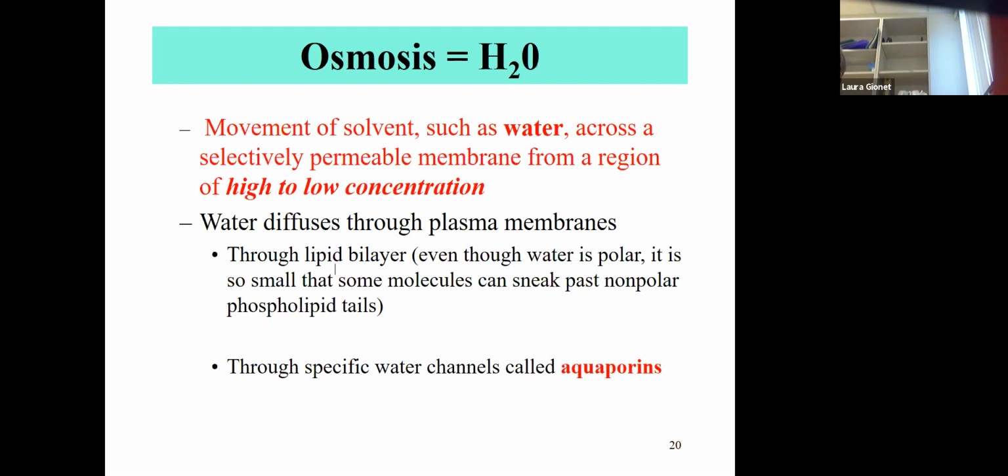So water diffuses through plasma membranes, or it can. It can pass through the lipid bilayer. Even though water is polar, it is so small that some molecules can sneak past those nonpolar phospholipid tails. Or if there are aquaporins, which are specific little channels for water, then they will pass through those. We see a lot of aquaporins in some types of cells, and in how we reabsorb water in the urinary system.